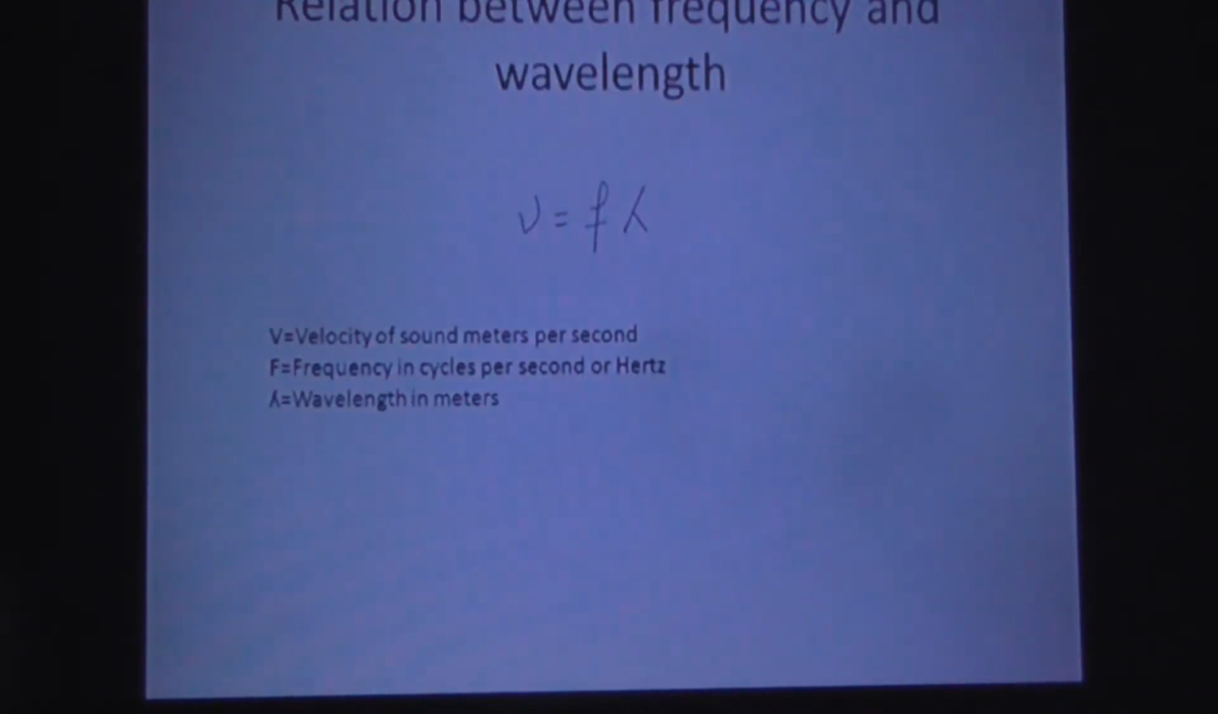Next, what is the relation between the frequency and the wavelength? Friends, the relationship is in front of us. V is equal to f lambda, where V is the velocity of sound in meters per second, f is the frequency in cycles per second or hertz, and lambda is the wavelength in meters. So friends, this is the relation between the frequency and the wavelength.